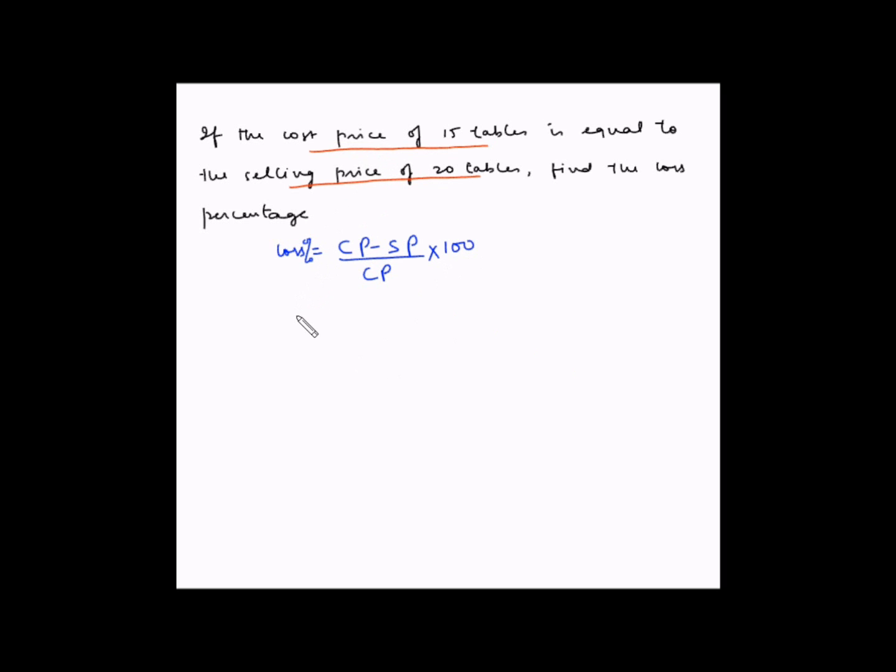Now, in our example, let's say the cost price of one table is equal to X rupees and the selling price of one table equals Y rupees. So let's express this equation in terms of X and Y. CP is X minus SP is Y divided by CP, which is again X, and we have to multiply this by 100.